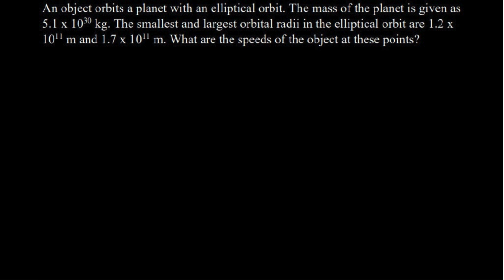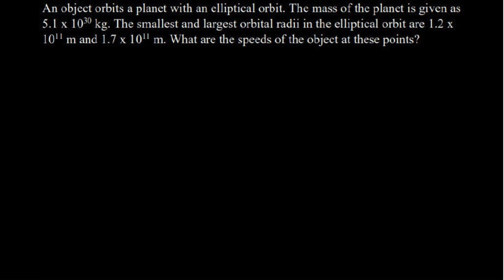An object orbits a planet with an elliptical orbit. The mass of the planet is given as 5.1 times 10 to the power of 30 kilograms. The smallest and largest orbital radii in the elliptical orbit are 1.2 times 10 to the 11 meters and 1.7 times 10 to the 11 meters. What are the speeds of the object at these points?